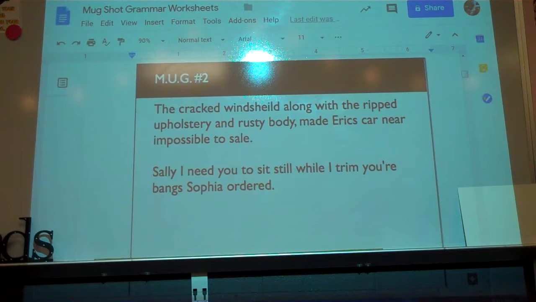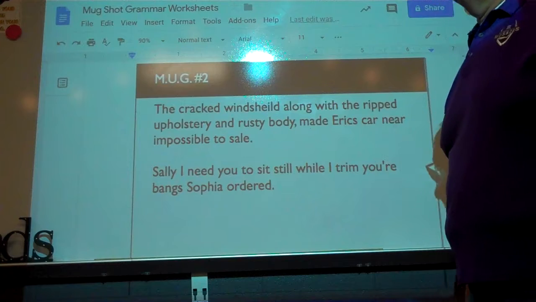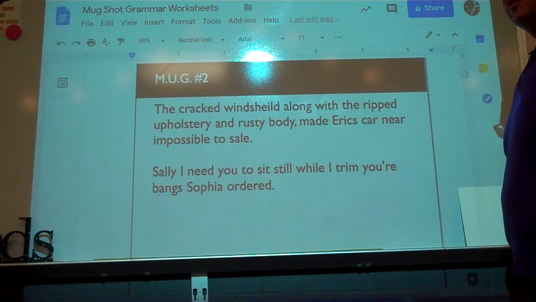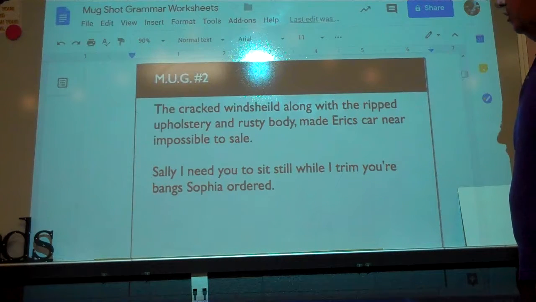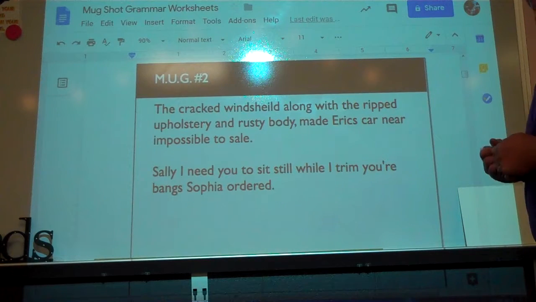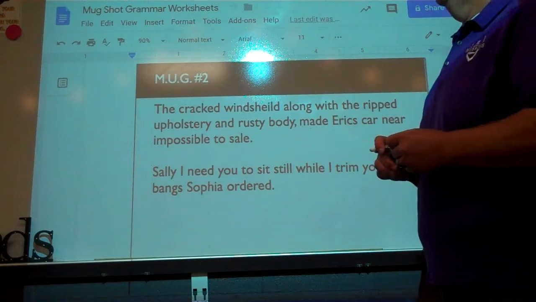Okay, so the first sentence says: the cracked windshield along with the ripped upholstery and rusty body made Eric's car near impossible to sail. Okay? Are there mistakes in this sentence? Damien? Spelling. Okay, where's the spelling error at? The sale. Sail, okay? So what should it be?